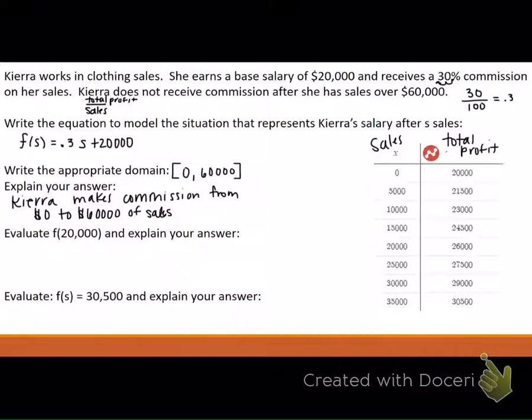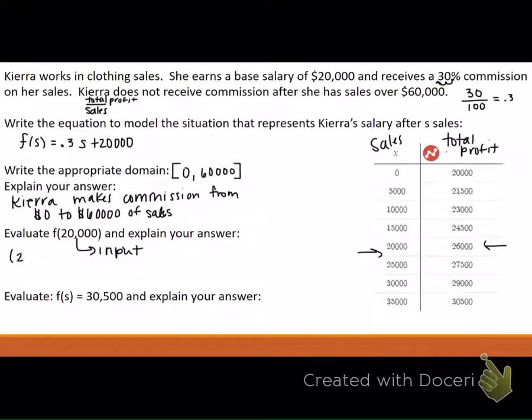So it says evaluate f of 20,000 and explain your answer. What is f of 20,000? Riley? That would be 20,000. To 26K. Yeah. So that is the input. So that is your x value or your s value. So I look for it over here, and that is $26,000.